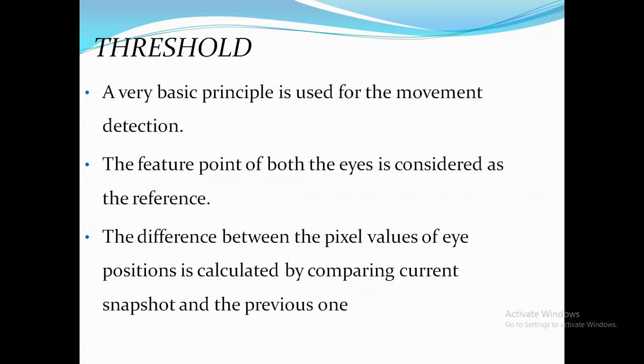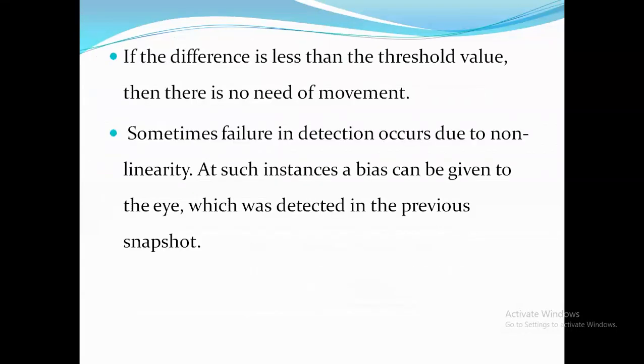So what we do depends on the difference between the pixel values of eye positions. Both eyes will be looking towards right. So the eye is positioned towards the right, the snapshot is taken, then we calculate the pixel values by comparing the current snapshot and the previous snapshot. That is called the threshold. So what if the difference is lesser than the threshold value? We want our values to be precise, at the threshold value. If the difference is less than the threshold value, then the vehicle will not be in a position to move. That is one thing to remember.